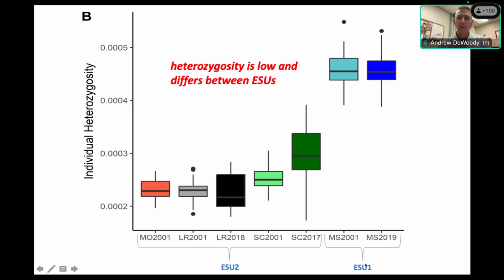Here I've got ESU1 in blue or dark blue or light blue, and then these other colors represent different populations at different time points in the other ESU. And you can see that ESU1 has got quite a bit more genomic diversity than ESU2, right? It's probably 2 to 3 times as much diversity on average. So the point is that the genomics can differentiate between these ESUs just on the basis of the diversity.